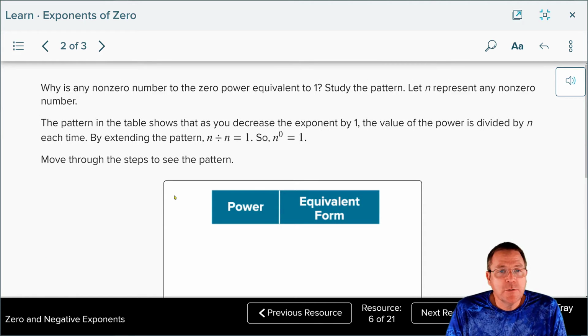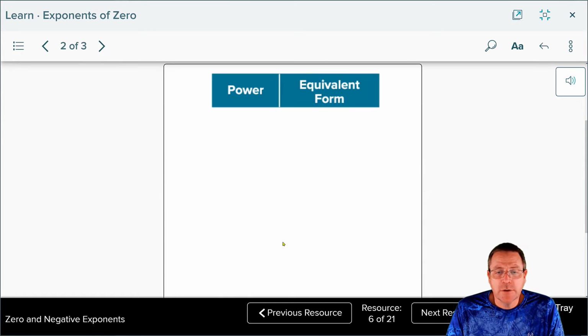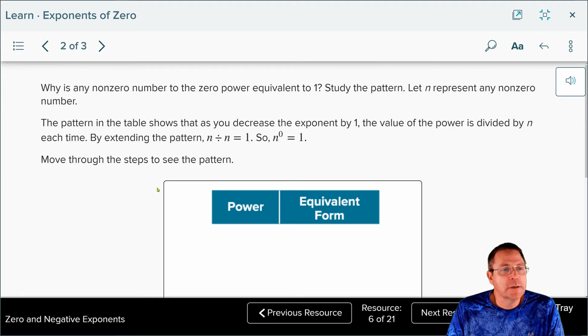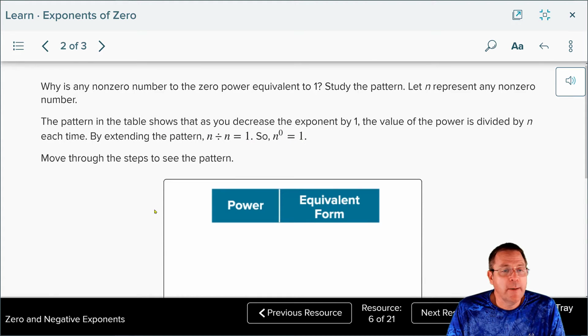You just got to take a minute to think about what it's saying. Why is any non-zero number to the 0th power equal to 1? And we're going to study the pattern. Well, I think we've actually already studied that pattern, but let's study it some more. The pattern in the table shows you that as you decrease the exponent by 1, the value of the power is divided by n each time. By extending the pattern, n divided by n is equal to 1, so n to the 0 is equal to 1. Yeah, that makes a whole lot of sense.